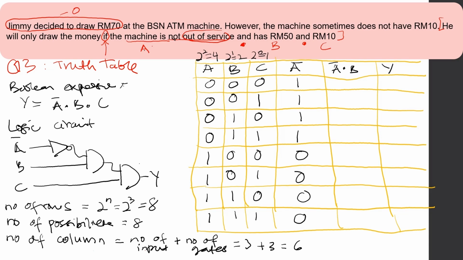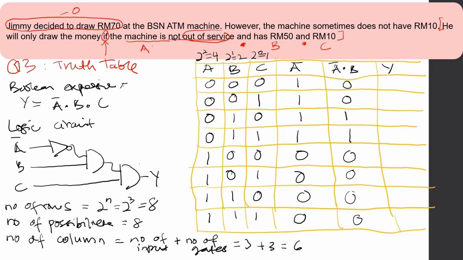So 1 dot 0. True and false is always false. 1 and 0 is always 0. 1 and 1 is always 1. 1 and 1 always 1. 0 and 0 is always 0. 0 and 0 is 0. 0 and 1 is 0.